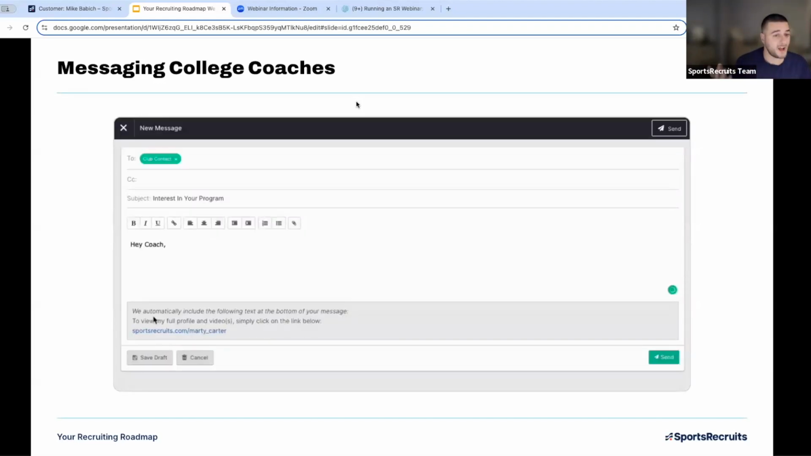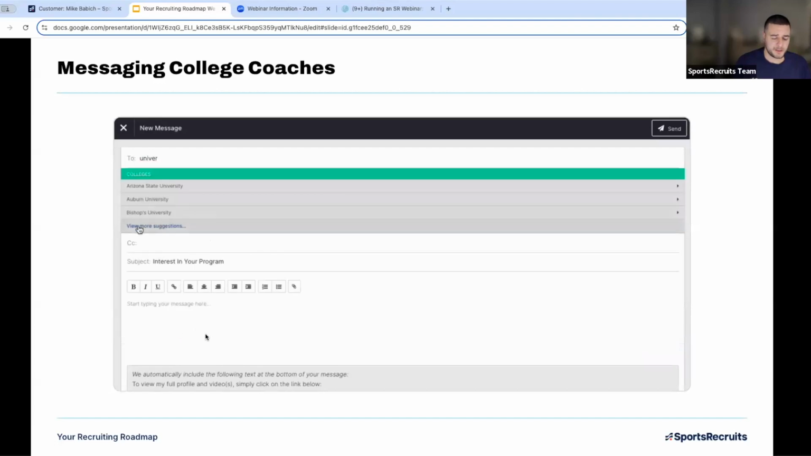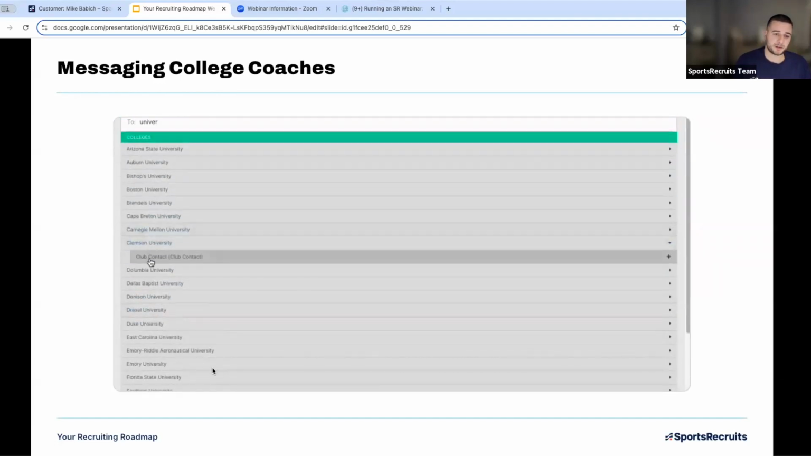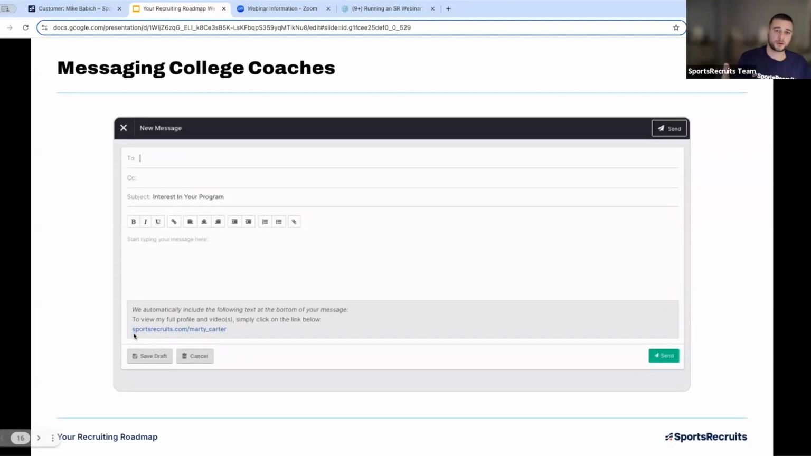There might be 3, 4, 5 coaches in some instances. Make sure you reach out to every coach that does populate if that is the case. And the best part about it is this link here that I'm highlighting at the bottom of the screen, with your name attached to it. That's going to be automatically included in every message that you send.